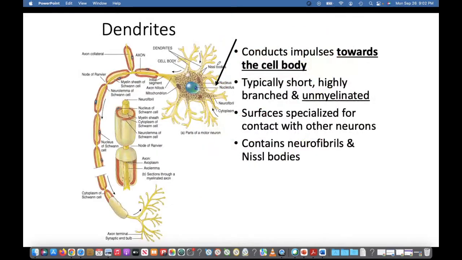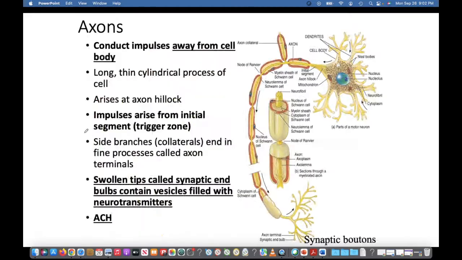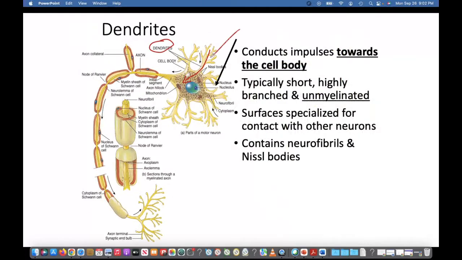Okay, let's see what else we have here. So the dendrites, those branches here, are conducting the information towards the cell body, okay? And the axons carry information away from the cell body. So I typically tell my students, remember the A in axon with away. The A in axon for away, meaning the axon will conduct impulses away from the cell body, whereas dendrites are bringing the information to the cell body.